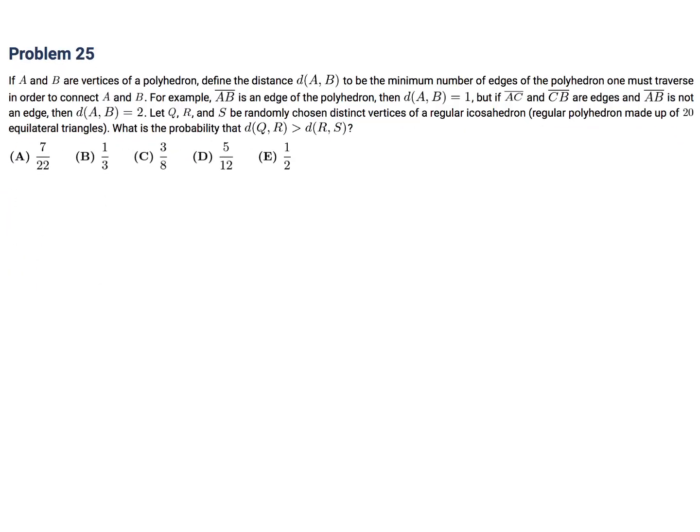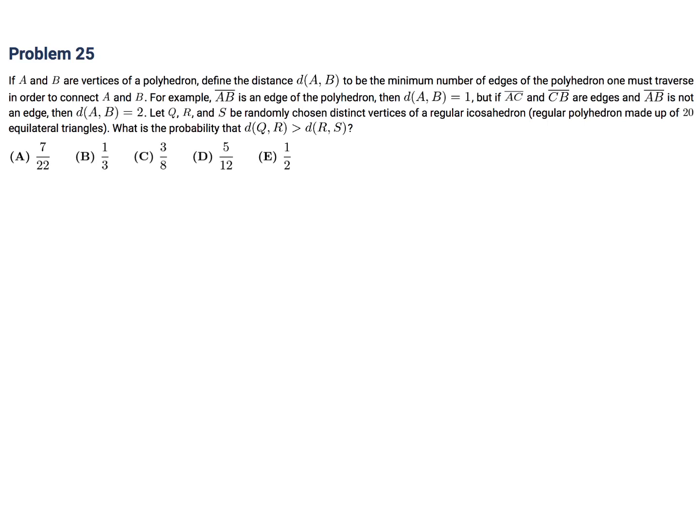If A and B are vertices of a polyhedron, define the distance DAB to be the minimum number of edges of the polyhedron one must traverse in order to connect A and B. For example, if AB is an edge of the polyhedron, then DAB is 1. If AC and CB are edges, and AB is not an edge, then DAB is 2.